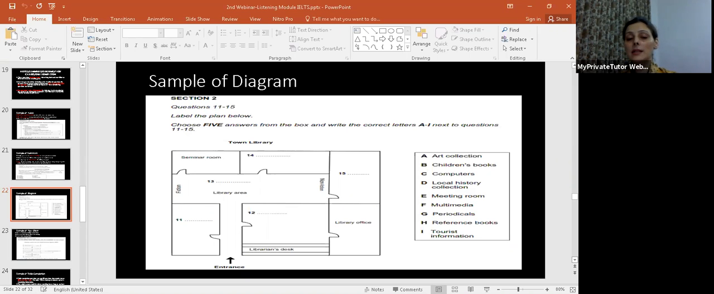I would like to tell you the library desk is over there, and nearby is a meeting room also. The closest room, number 12, meeting room. Then you can put E there. They're a little bit. You have to follow and go along with the audio. What they are going to describe to you.